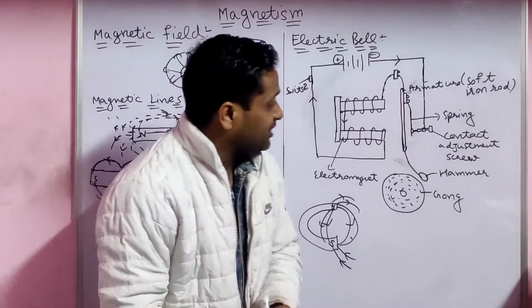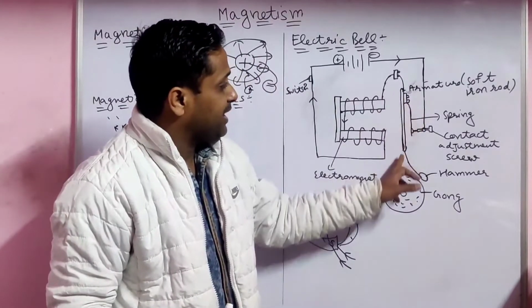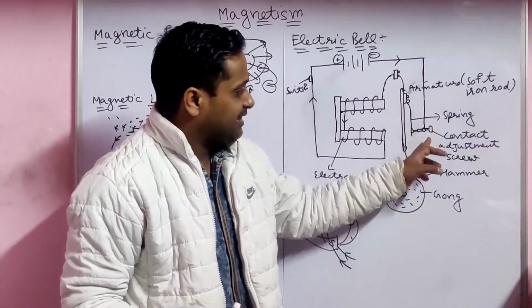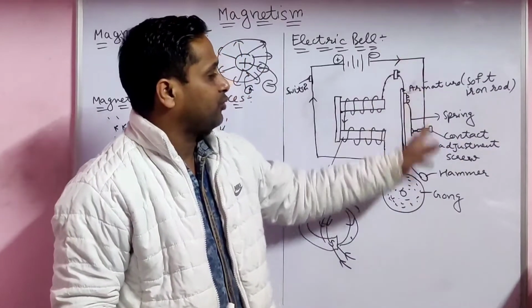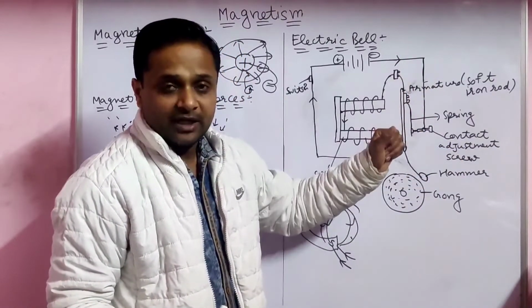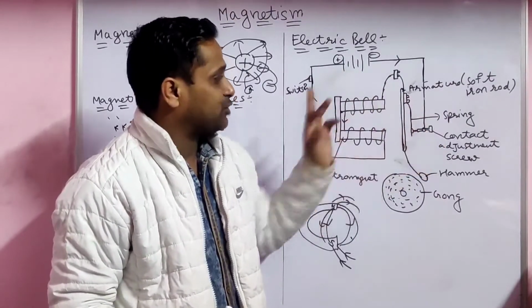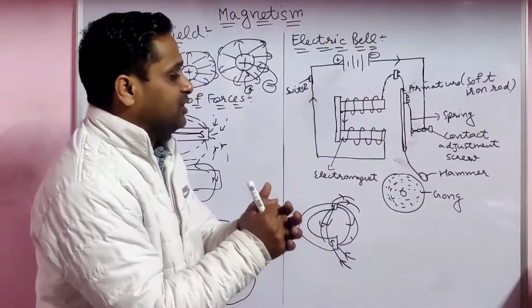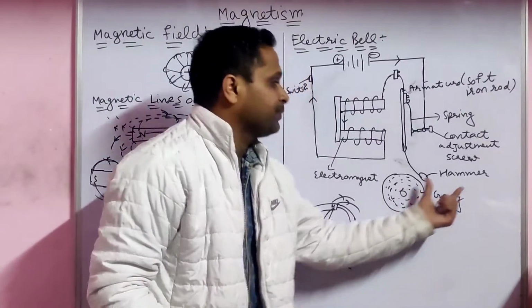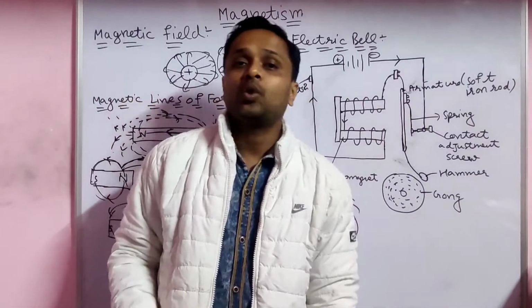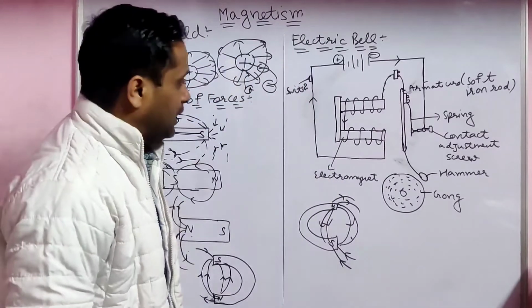Second thing, this one is the armature, and this is the spring connected with the armature, and that is the contact adjustment screw, which is connected with one side of the switch. You can say the battery is attached with the spring. This is a gong and this one is a hammer. So now we have to see the working of the electric bell.